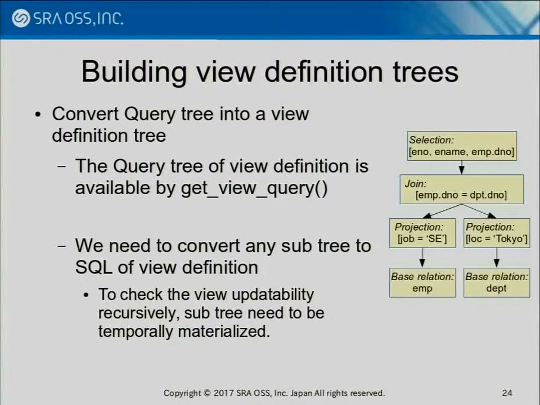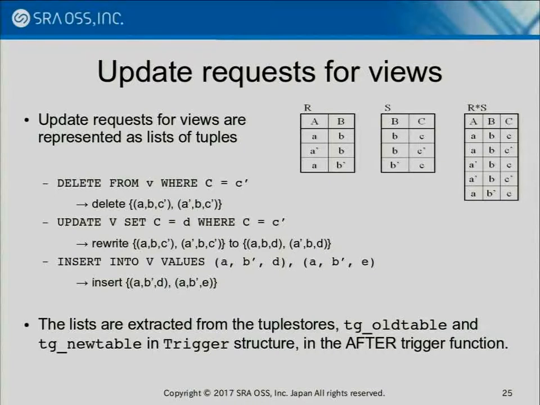Here, I said materialized. In fact, it is simply creating a temporary table, because it has to be updated. And in after triggers, update queries for update requests for views are extracted from transition tables. These are examples of update requests for this relation and these views, natural join views.